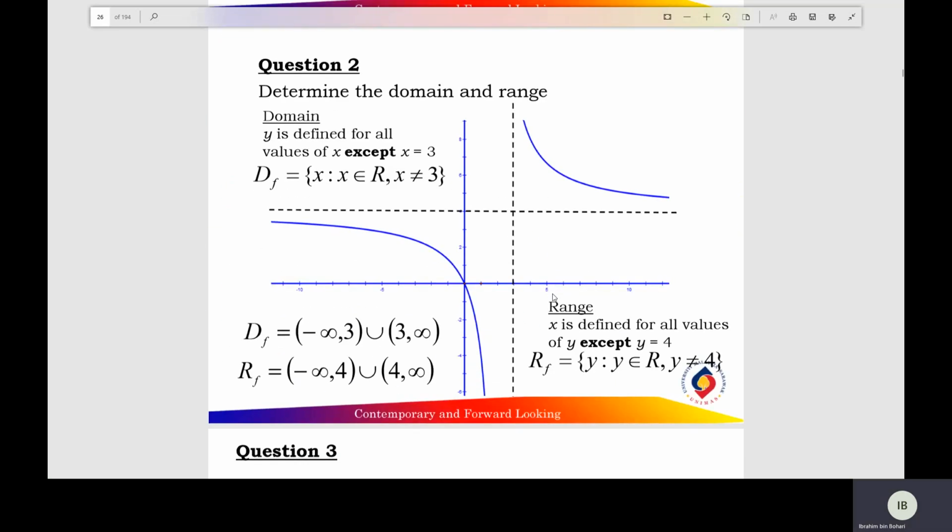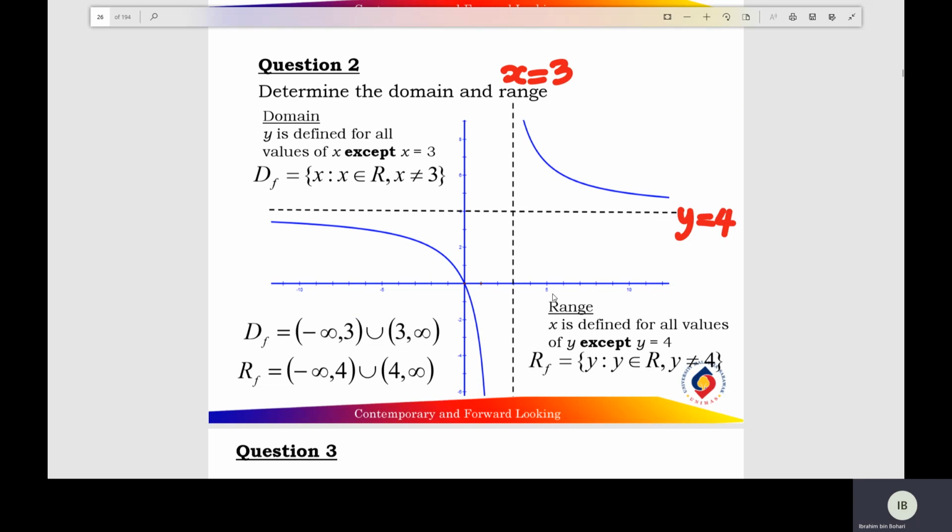Okay, here is an example of a rational function. You find the domain and find the range of the function. Vertical asymptote here, x equals 3, you label. And y equals 4, the horizontal asymptote.